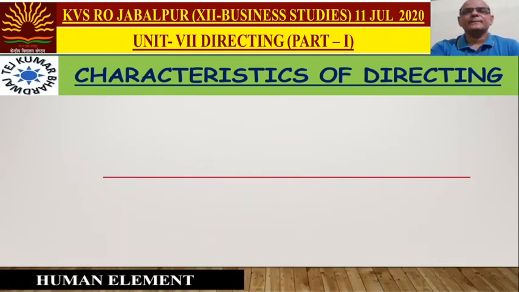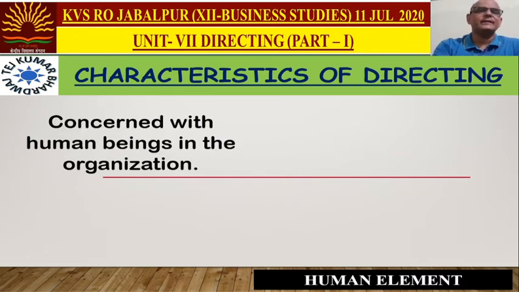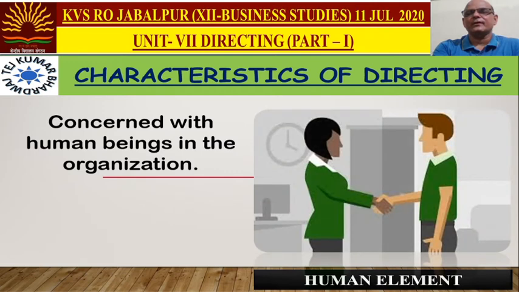After that, last, it involves the human element. Directing, you cannot do to machines. Machines cannot be directed. Only human behavior can be directed. So the fifth feature is directing involves human elements. It is concerned with the human beings in the organization. So these were the features of directing. Let us now discuss the importance of directing.